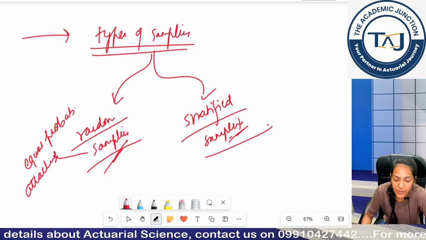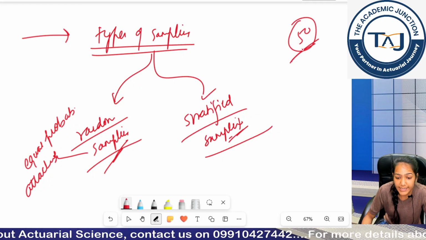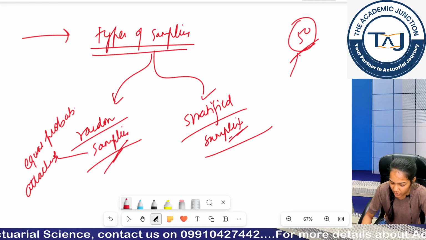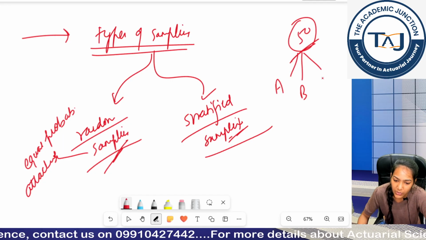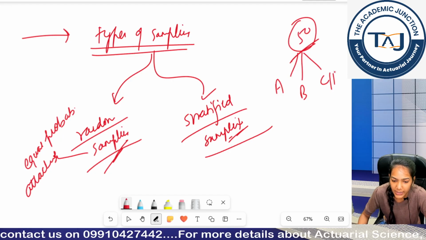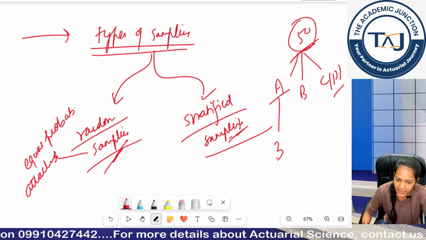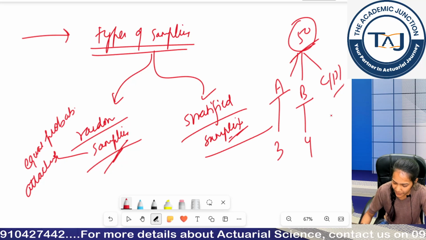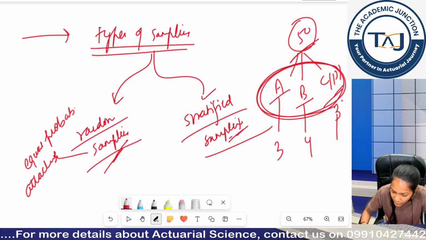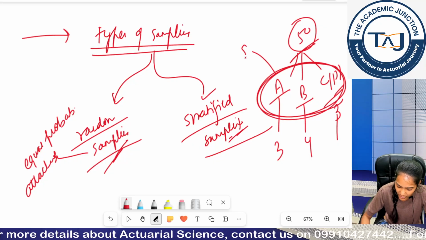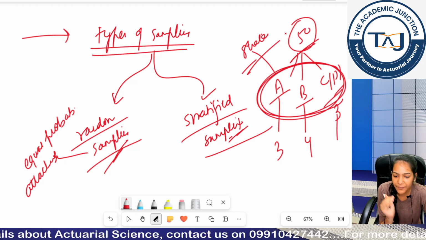Now, if I talk about stratified sampling, what I can do is segregate these 50 students into 3 divisions. For example, those who are getting A, those who are getting B, and those who are getting C, D or whatever other grades. Okay, I will be taking, for example, 3 samples from this, 4 samples from this, or 3 samples from this. So, I have divided my data first into 3 strata. These are called strata. So, this is called stratified sampling.